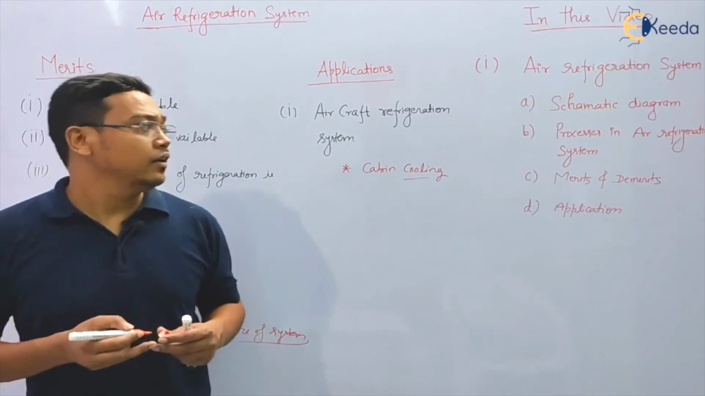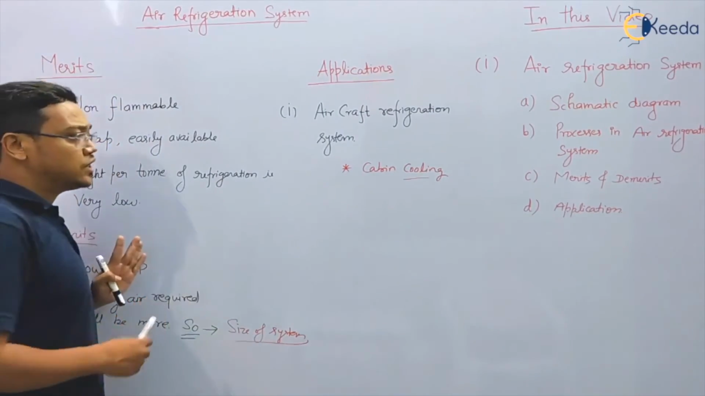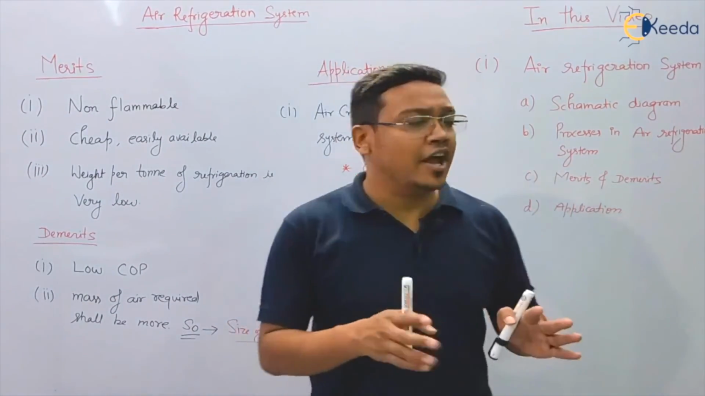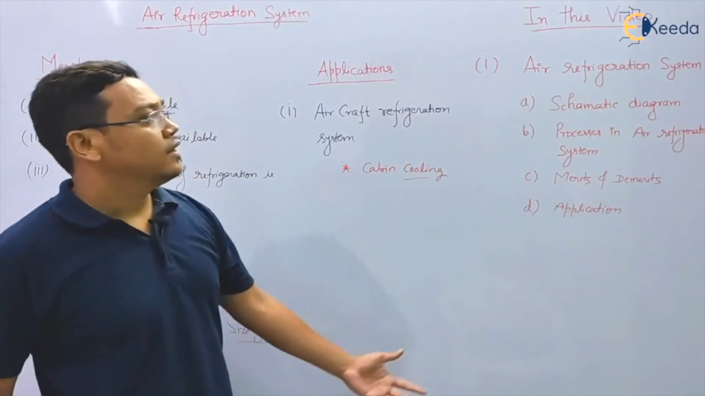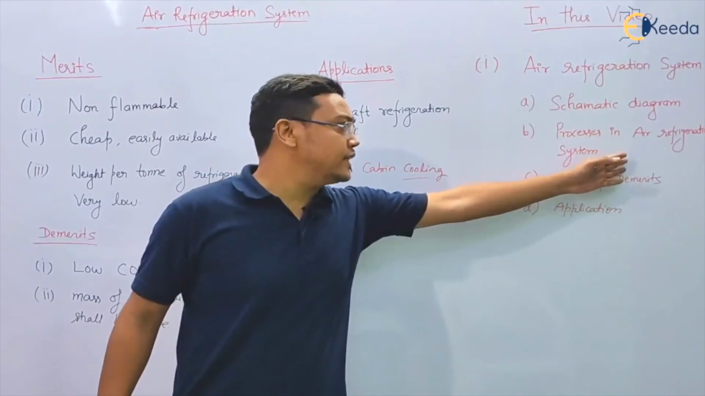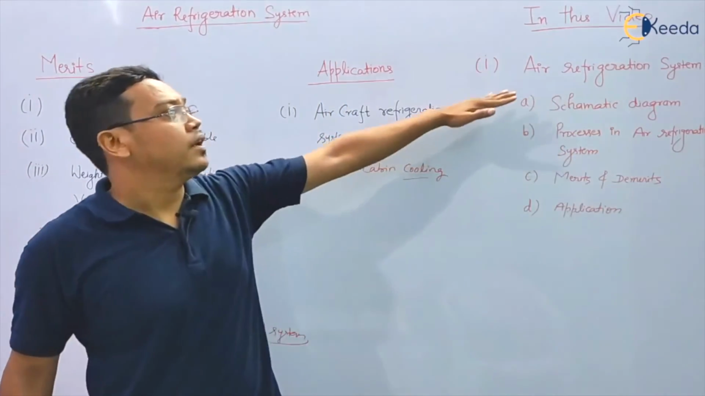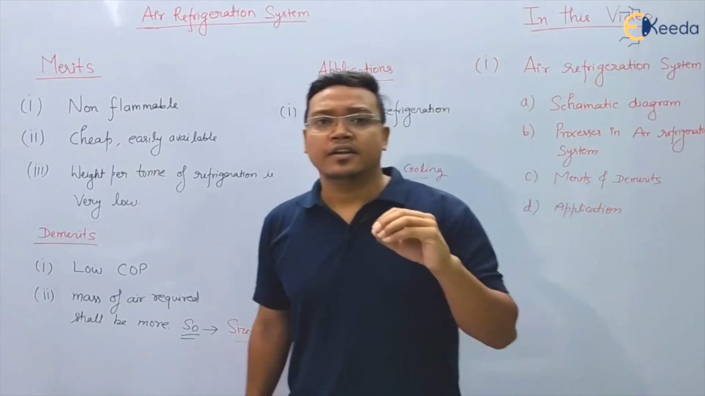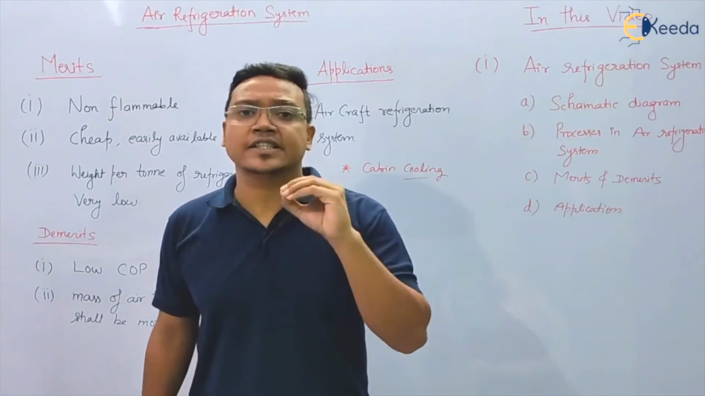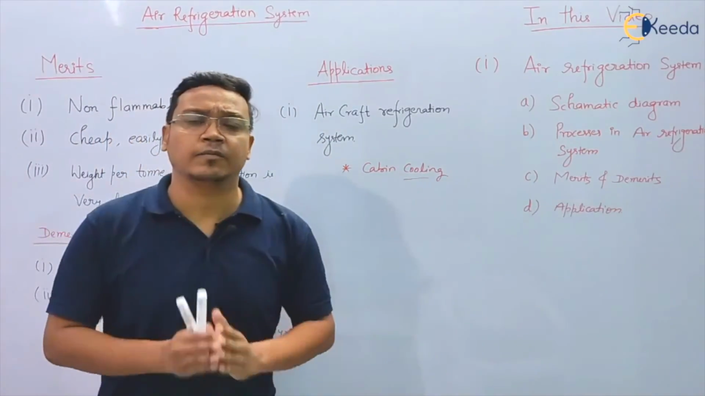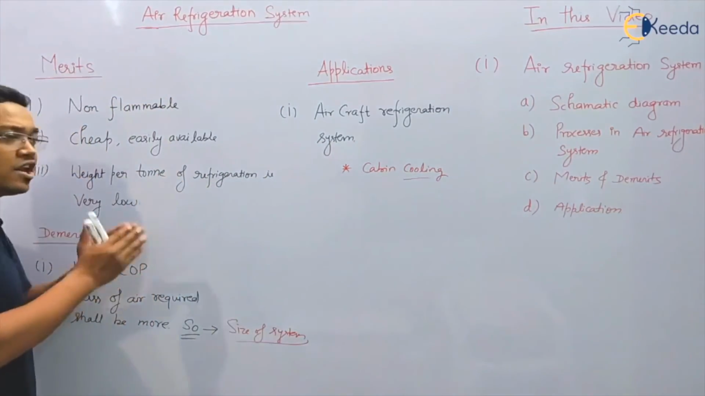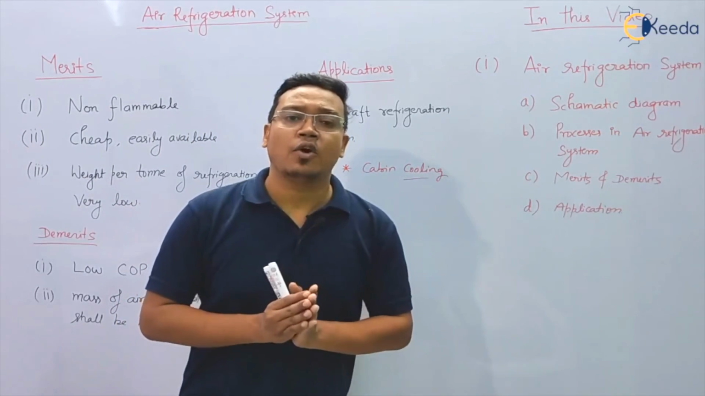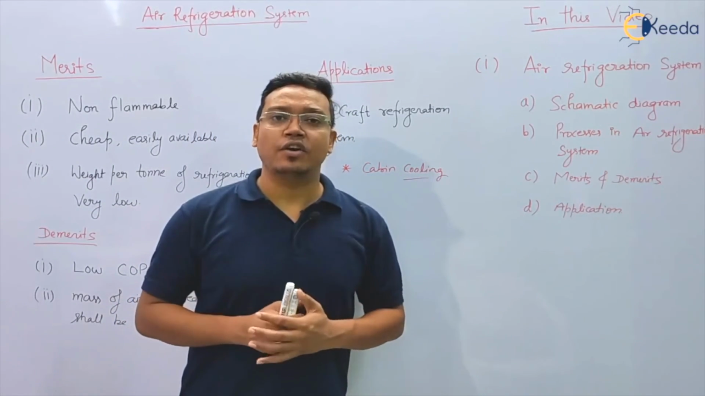You have to remember the merits, demerits, and applications. And in this video, we have studied all these things: schematic diagrams, processes, merits, demerits of air refrigeration system. In the next video, we will see the analysis of air refrigeration system or air refrigeration cycle, the Bell-Coleman cycle, reverse-Brayton cycle. We will do the analysis of that cycle. Okay. Thanks for watching this video and have a good day.